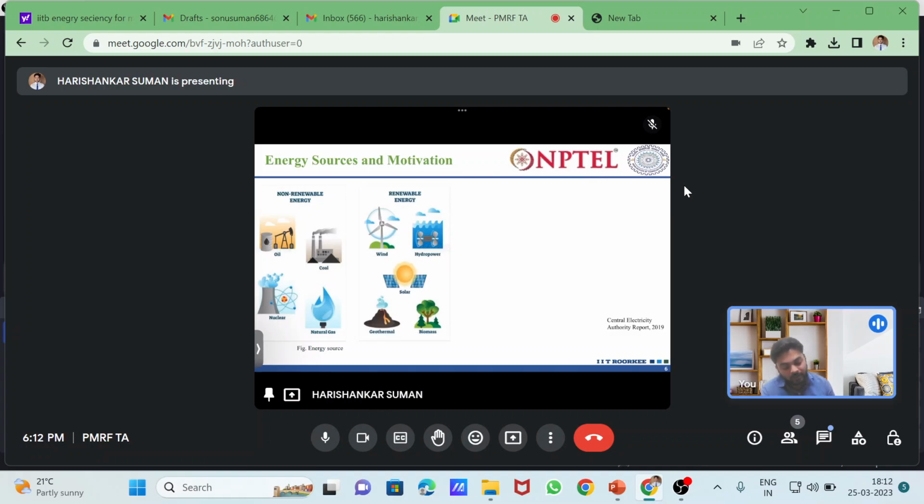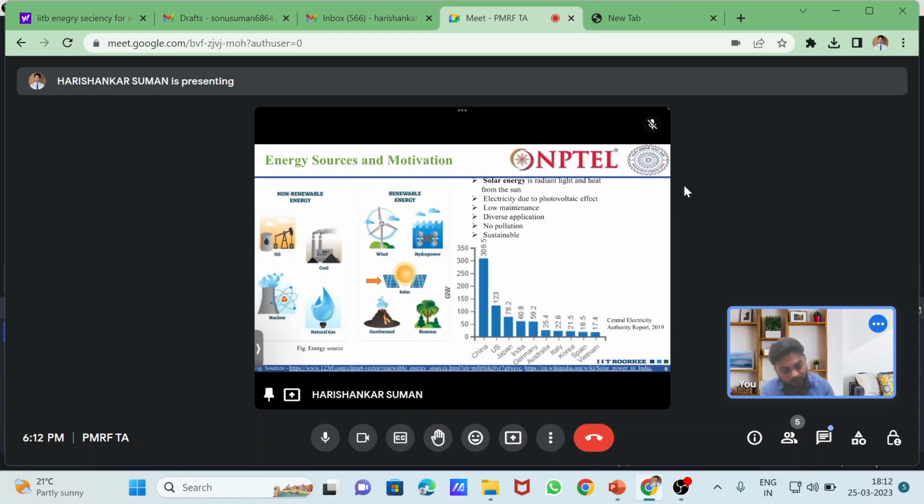But solar energy is everywhere on Earth, and any simple man or village person can access it. That's why solar energy is motivated: no pollution, sustainable, diverse applications. And India has the fourth position worldwide in solar energy capacity, 60.8 gigawatt, and by 2030, 50% of electricity production will be solar, and 300 gigawatt by 2030, according to the Central Electricity Authority report.